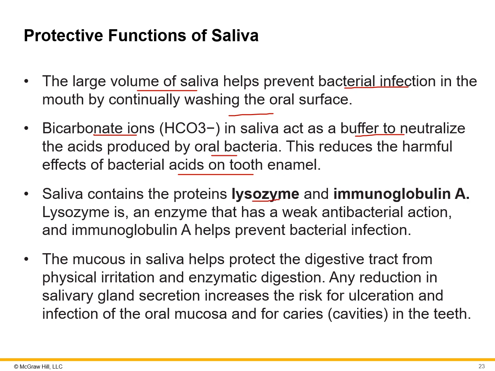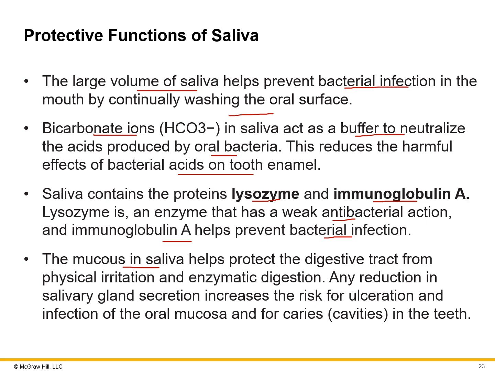The saliva also has lysozyme and immunoglobulin A. The lysozyme breaks down bacterial cell walls, and the immunoglobulin A prevents against different bacterial infections. So kind of part of our immune system, again, helping to protect against infection because there's so many microbes on the foods that we ingest.